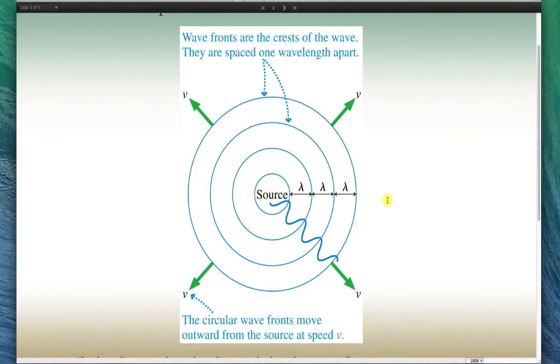That's important. So these are circular wavefronts with a certain wavelength lambda, and the displacement function, whatever the mathematical function is that tells you what the water's displacement is relative to equilibrium, does not depend on what direction you're looking from the source. It only depends on how far you are away from the source.